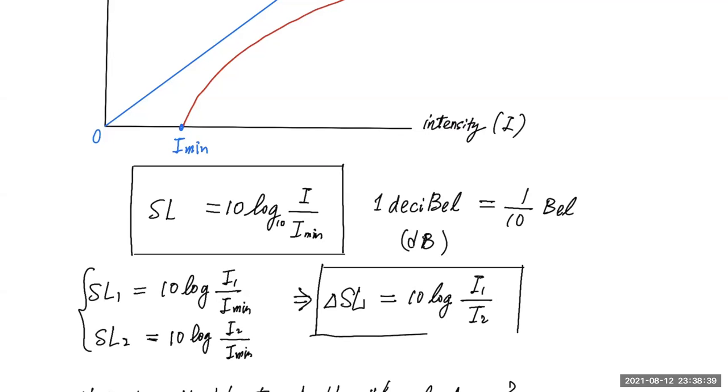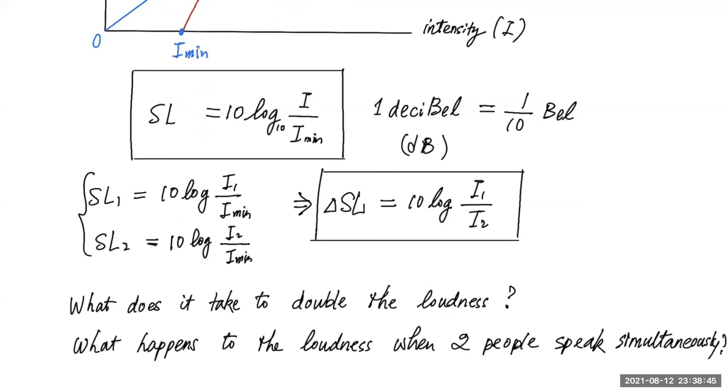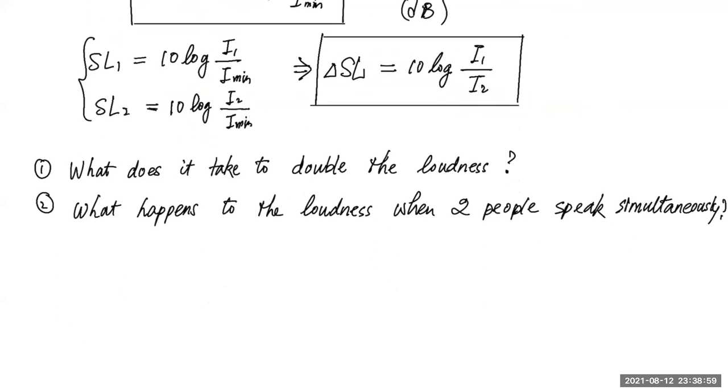So this formula is very useful for us to answer the following two questions. Question number one: what does it take to double the loudness? Well, again, for doubling the loudness, you're looking at a change in sound level of 10 dB. So to answer the first question, you have to let delta SL be 10 dB.